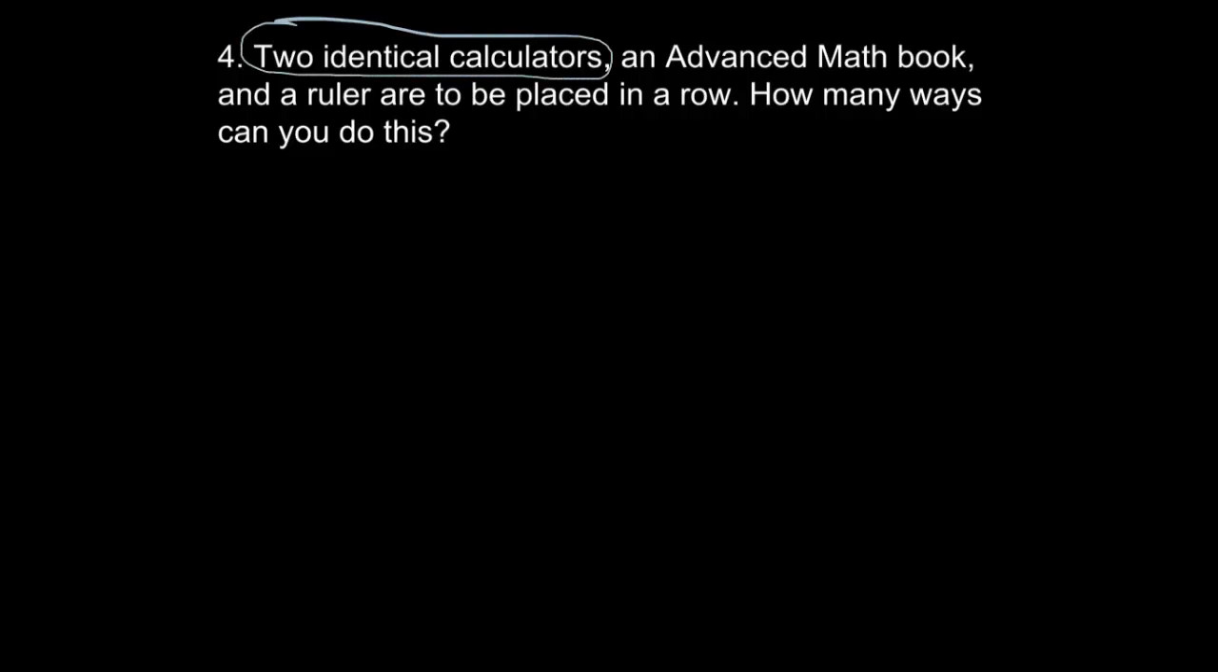The fact that you have 2 identical calculators. Let's represent them with letters. So 2 calculators, let's say calculator C, C, and then you have an advanced math book, we'll label that with an A, and then a ruler, we'll label that with an R.